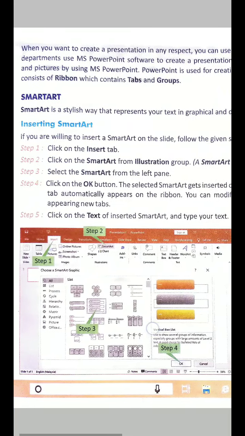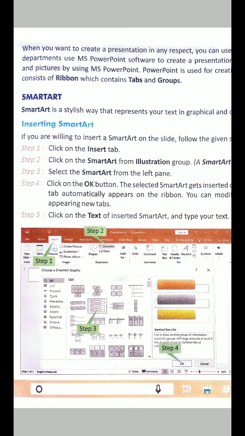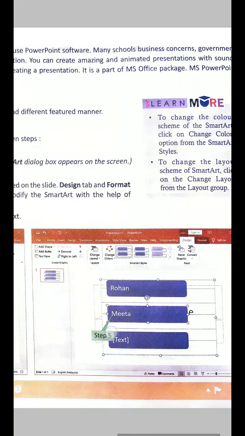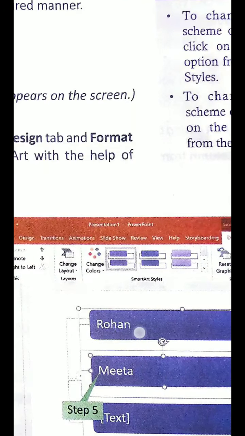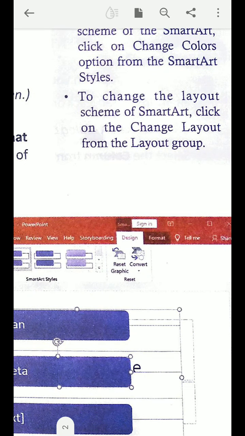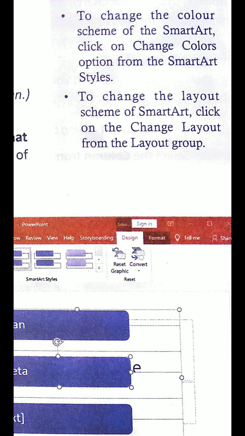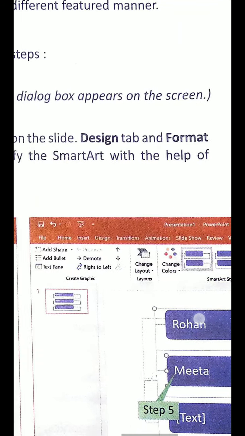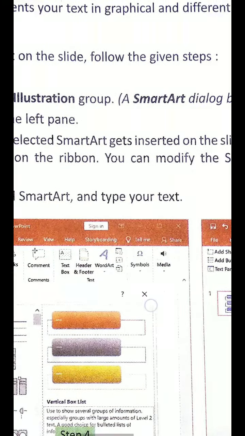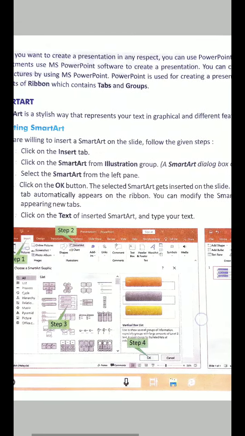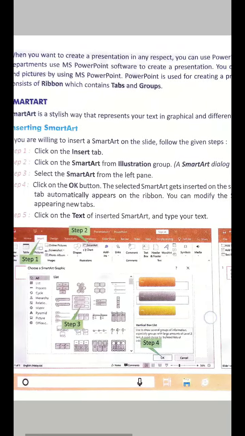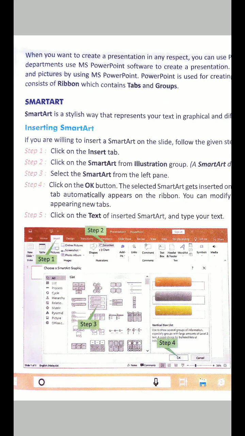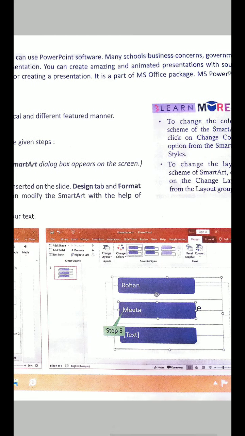The Design tab and the Format tab automatically appear on the ribbon. Once you click on the OK button, this pop-up will go off and you will see this. It's talking about two tabs, Design and Format. Two tabs will appear automatically. Now you can modify the SmartArt with the help of the newly appearing tabs, the Design and Format tabs.